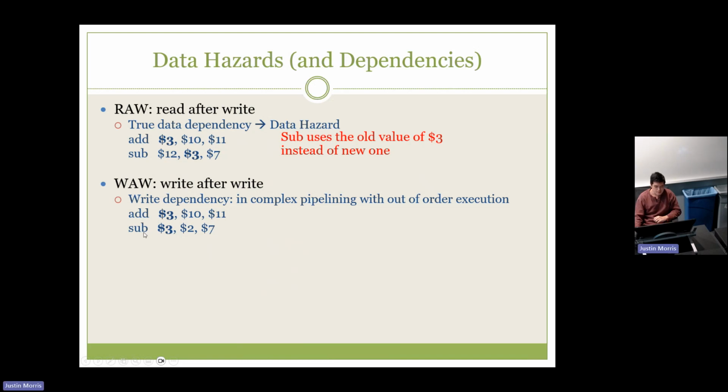But let's say that the subtract finishes first, and then there's some instructions in between this add and the subtract that are using register 3. If they use the register 3 that sub wrote, then we would have the wrong results. So we have to keep track of these things in out of order execution to make sure that we're giving the instructions that are in between these write after write dependencies the correct register values that they're expecting.